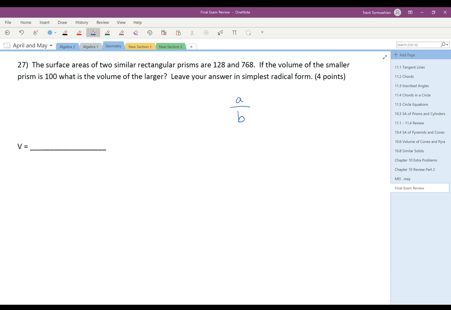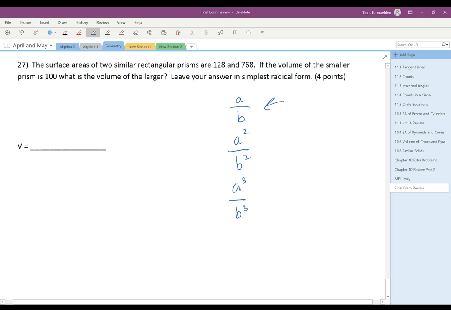If that's the case, then the ratio of the surface areas is the square of that, a squared to b squared, and the ratio of the volumes is the cube of that, a cubed to b cubed. But it all is dependent upon this a over b. So the way we solve these problems is usually to get it back to the a over b form and then square or cube it based on what we need.